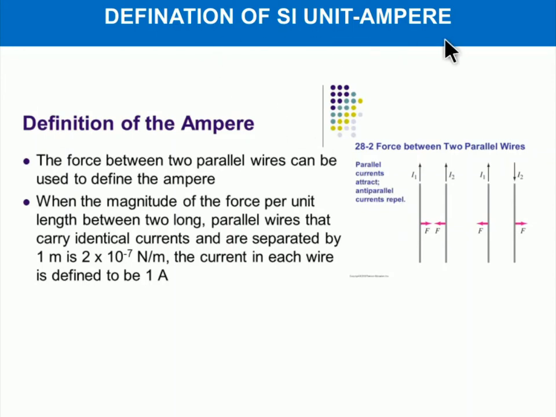Definition of ampere. The force between two parallel wires can be used to define ampere. When the magnitude of force per unit length between two long parallel wires that carry identical currents and are separated by 1 meter is 2 into 10 to the power minus 7 Newton per meter, then the current in each wire is defined to be 1 ampere.